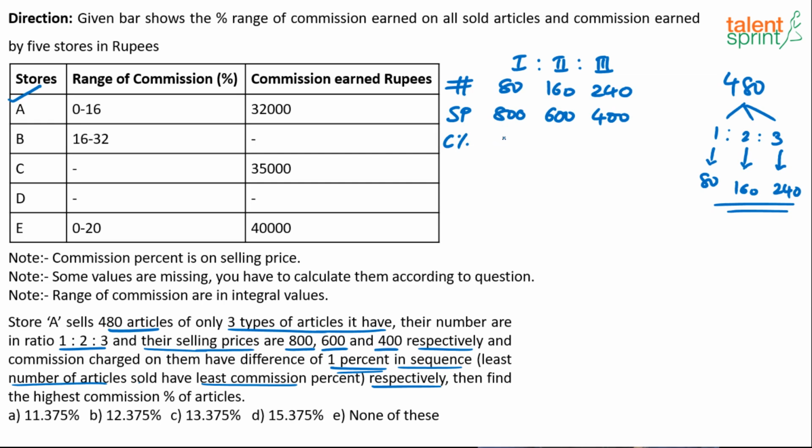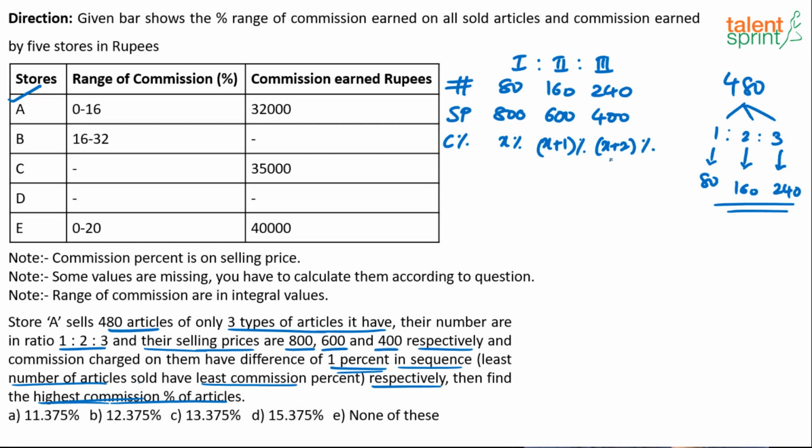Meaning, if the commission on type 1, let's say, is X%, on type 2 it is going to be X plus 1%, and on type 3 it is going to be X plus 2%. That's what it means by the statement, right? The commission charged is having a difference of 1% in that sequence. So X% on first type, X plus 1% on second type, and X plus 2% on the third type. Now he says find the highest commission percentage of articles. Now highest is of course X plus 2%. So we have to find out what is X plus 2 here.